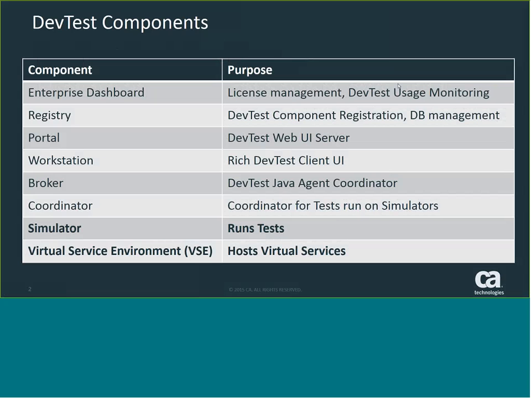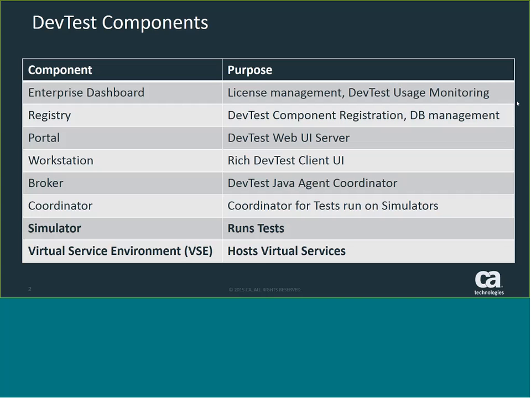The registry component is the hub of a DevTest deployment. A registry creates something like a domain where the other DevTest components, apart from the Enterprise Dashboard, of course, register their services. The portal component is the server for the DevTest web UI. The DevTest workstation is a rich client for DevTest to manage DevTest assets and to work with DevTest. Since DevTest 8.0, we are in the process to migrate workstation features to the DevTest web UI.